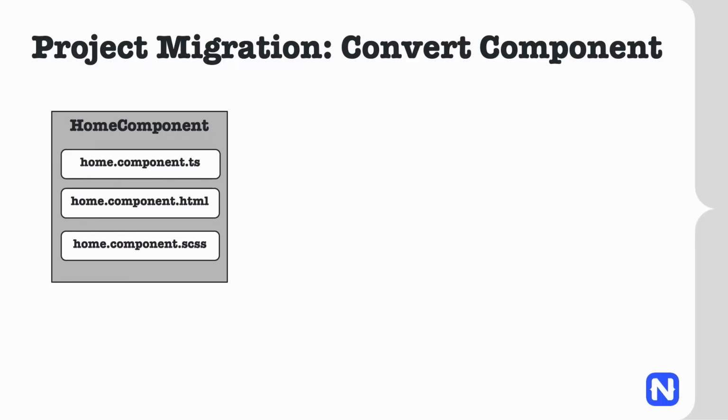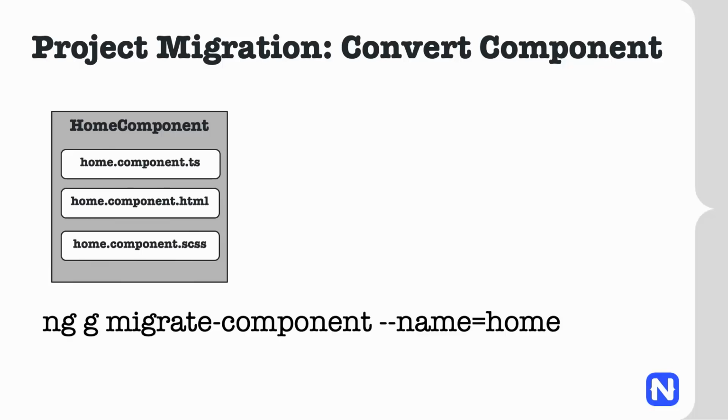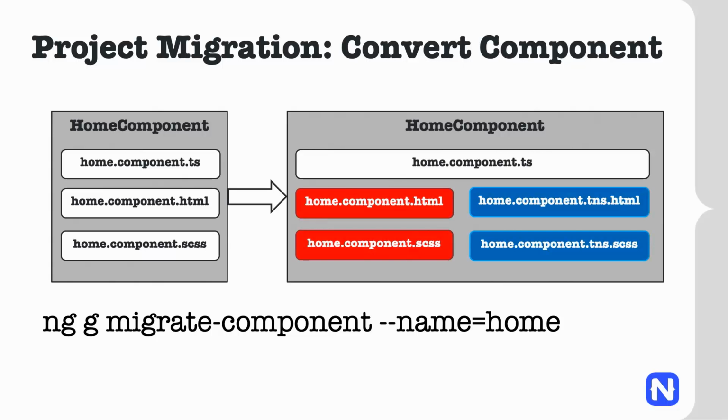So if you have, for example, this home component, we might want to migrate individual components one by one and then add the markup and additional things that we need. So if I have this component, I could, for example, use Angular CLI to call ng g migrate component, and then provide the name of the component in that command. This will take this component and convert it into a code sharing structure. What this basically does is additionally add a .tns.html file and then .tns.sass, or if you're using CSS, you would add the CSS file.